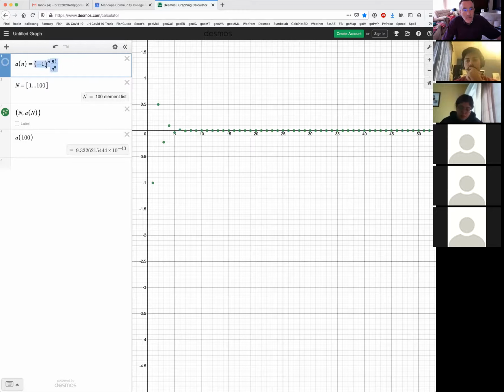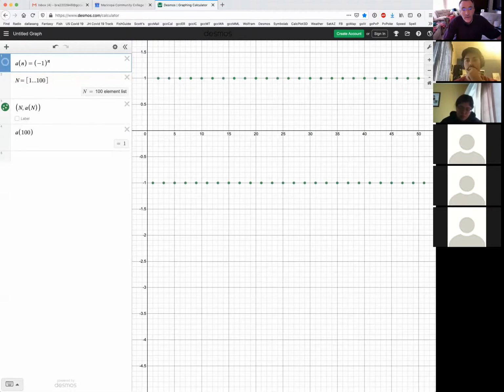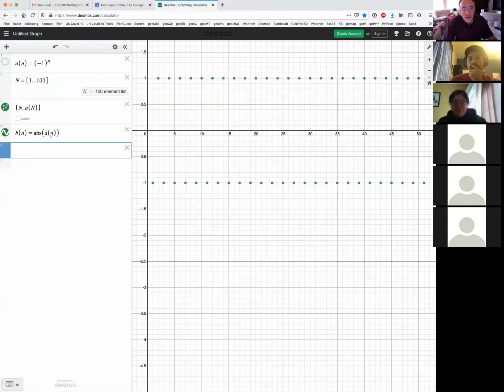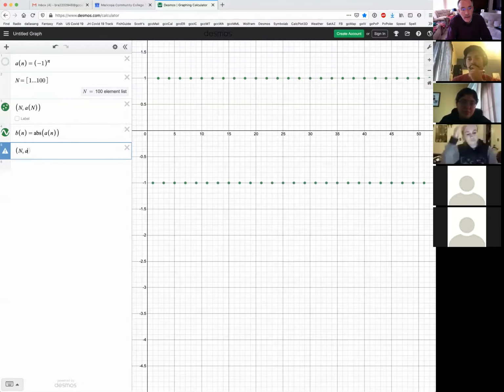Okay, what if we have one that's alternating, but not going to 0? You say, well, wait a minute. What if I took the absolute value of this? If I take the absolute value of this, what do I get? I get 1 to the n. You want me to put it on here so you can see it? We'll say b sub n is equal to the absolute value of a sub n. Okay, and then where's b sub n going? I don't know, maybe we should graph it. n and then b sub n.